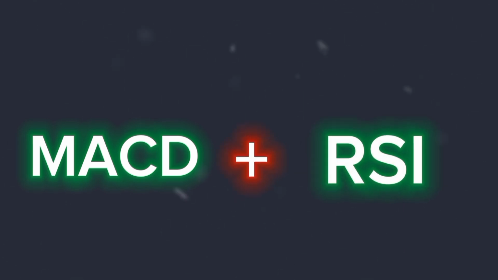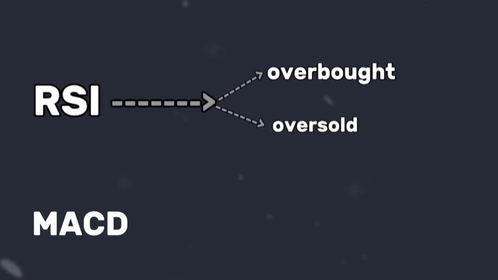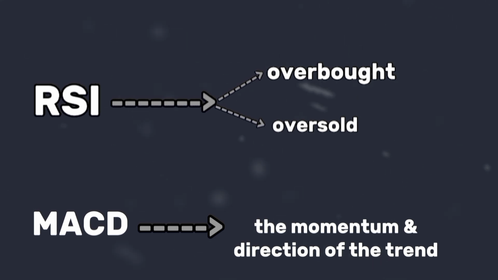more robust trading strategy. The RSI, as you know, helps us identify overbought and oversold conditions in the market. The MACD, on the other hand, shows us the momentum and direction of the trend. By combining RSI and MACD, we can confirm signals and filter out false entries, improving the reliability of our trades.